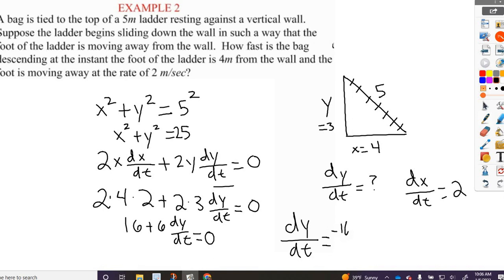negative 16 over 6, which is what? I just meant, what's the decimal approximation of it? 6, 6, 7. And what's our unit here?